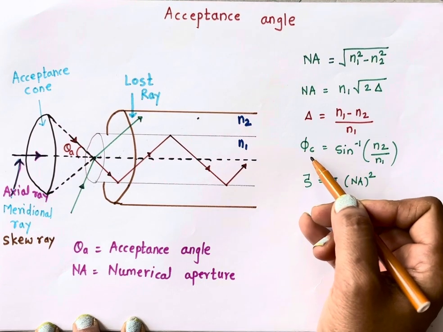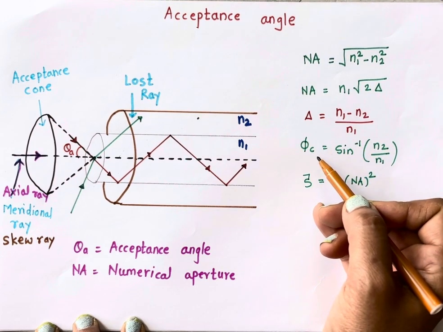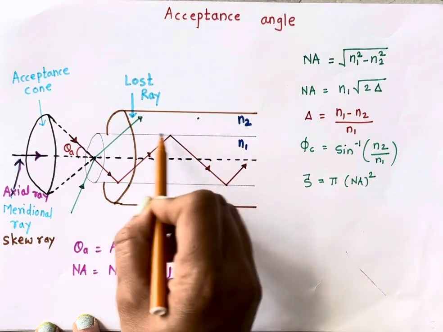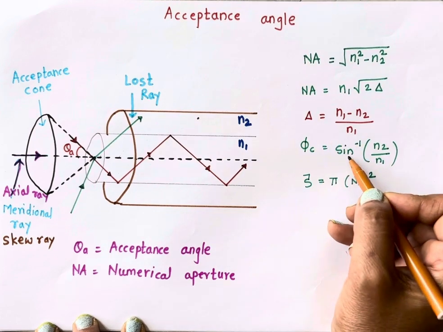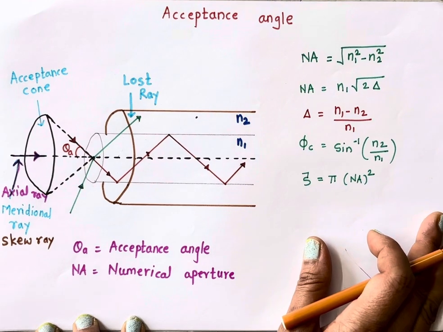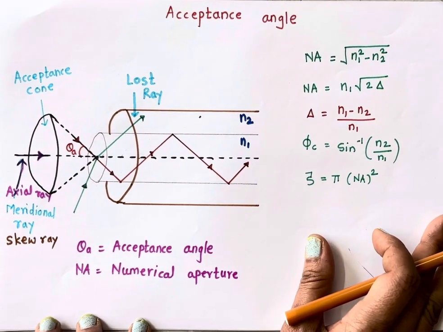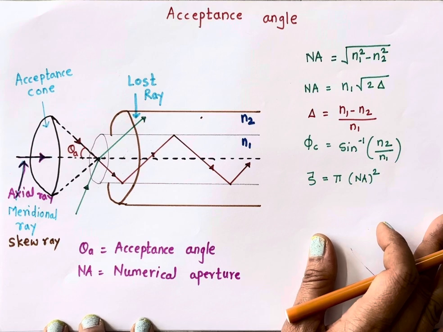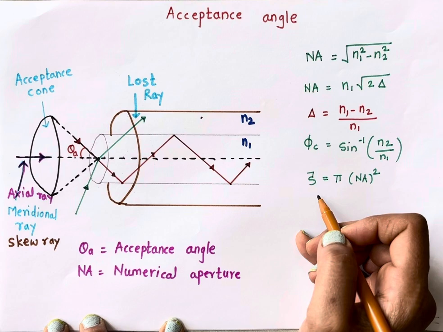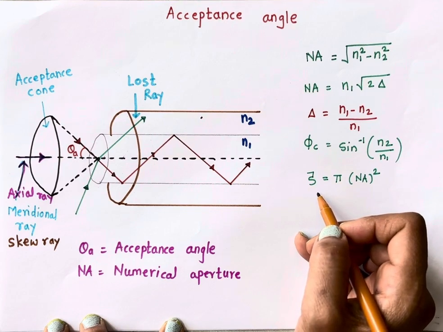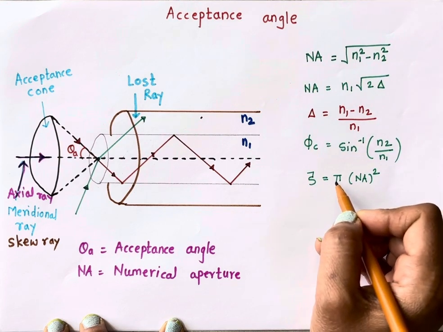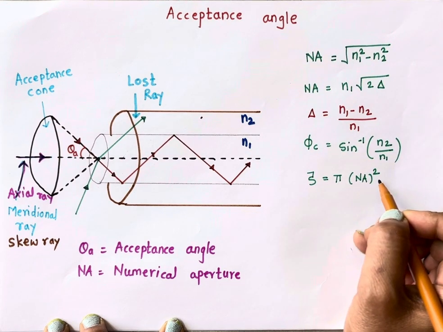Then phi c is the critical angle, the angle at which the reflected ray is parallel to the core-cladding interface. So it is sine inverse of n2 by n1. The condition is that our angle of incidence must be greater than the critical angle, so we must know what the critical angle is. Then this is zeta. If the angle is small, it is related to the solid angle and is denoted by zeta, and the formula for zeta is pi times (NA) squared.